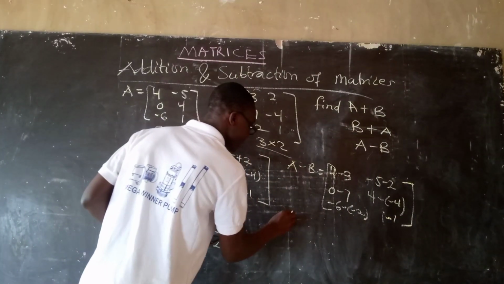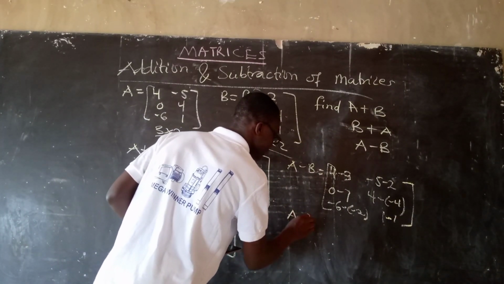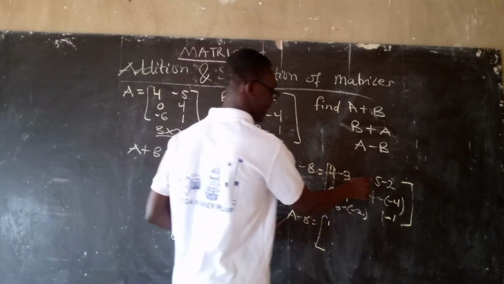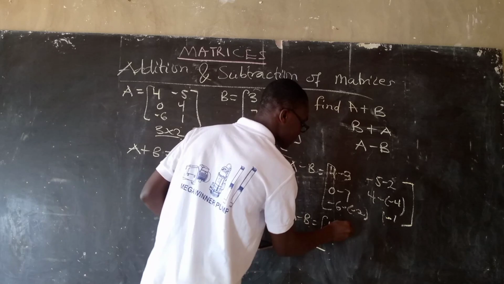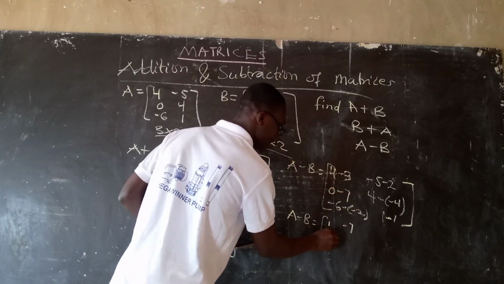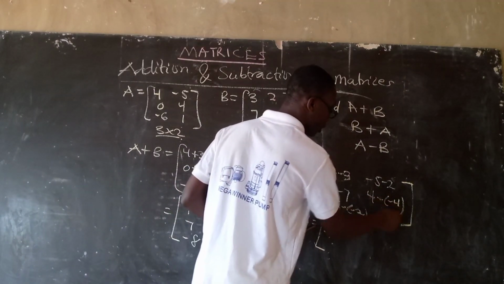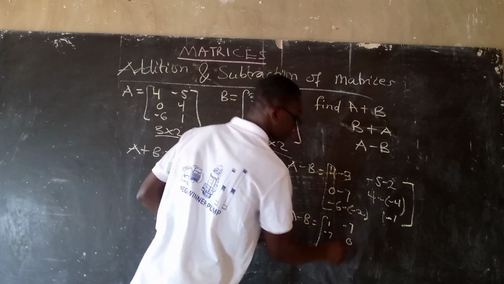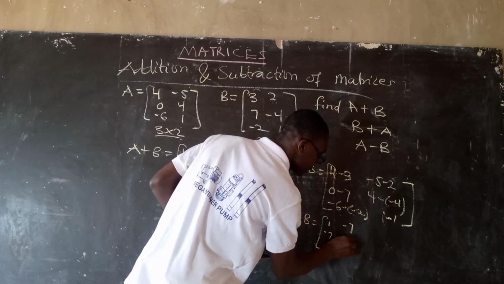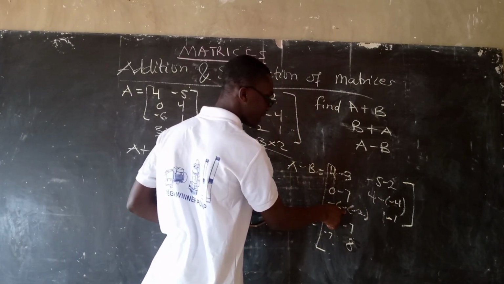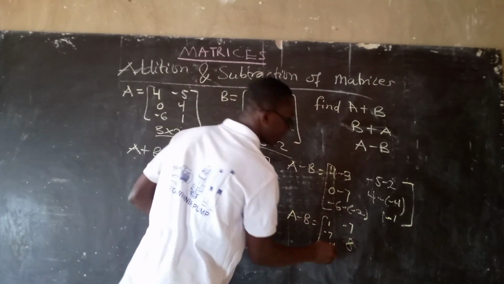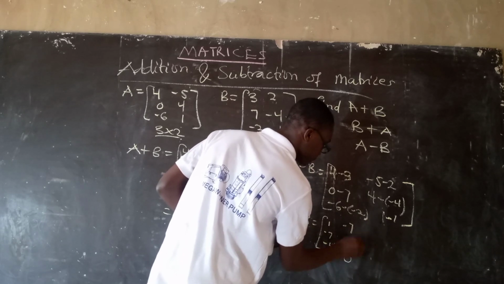So let's simplify this matrix. A minus B is equal to: 4 minus 3 gives us 1. Negative 5 minus 2 gives us negative 7. 0 minus 7 gives us negative 7. 4 minus negative 4 gives us 8. Negative 6 minus negative 2 gives us negative 4. And then 1 minus 1 gives us 0.